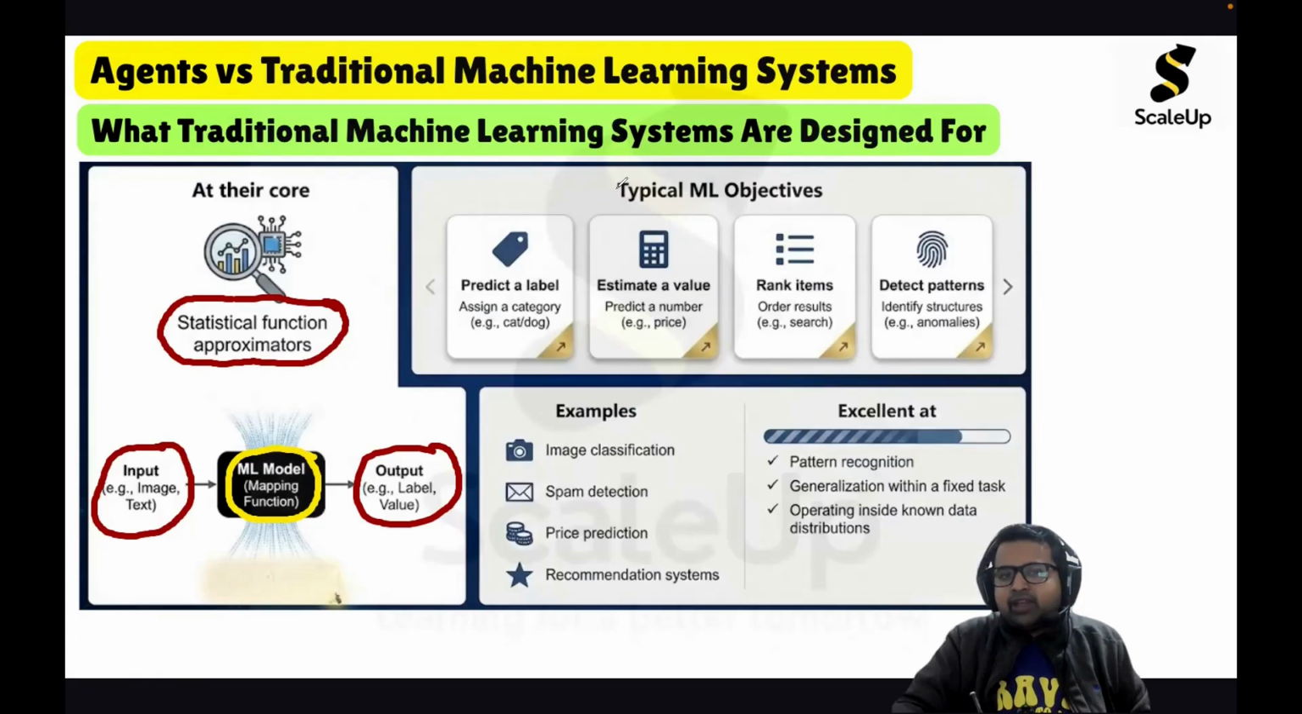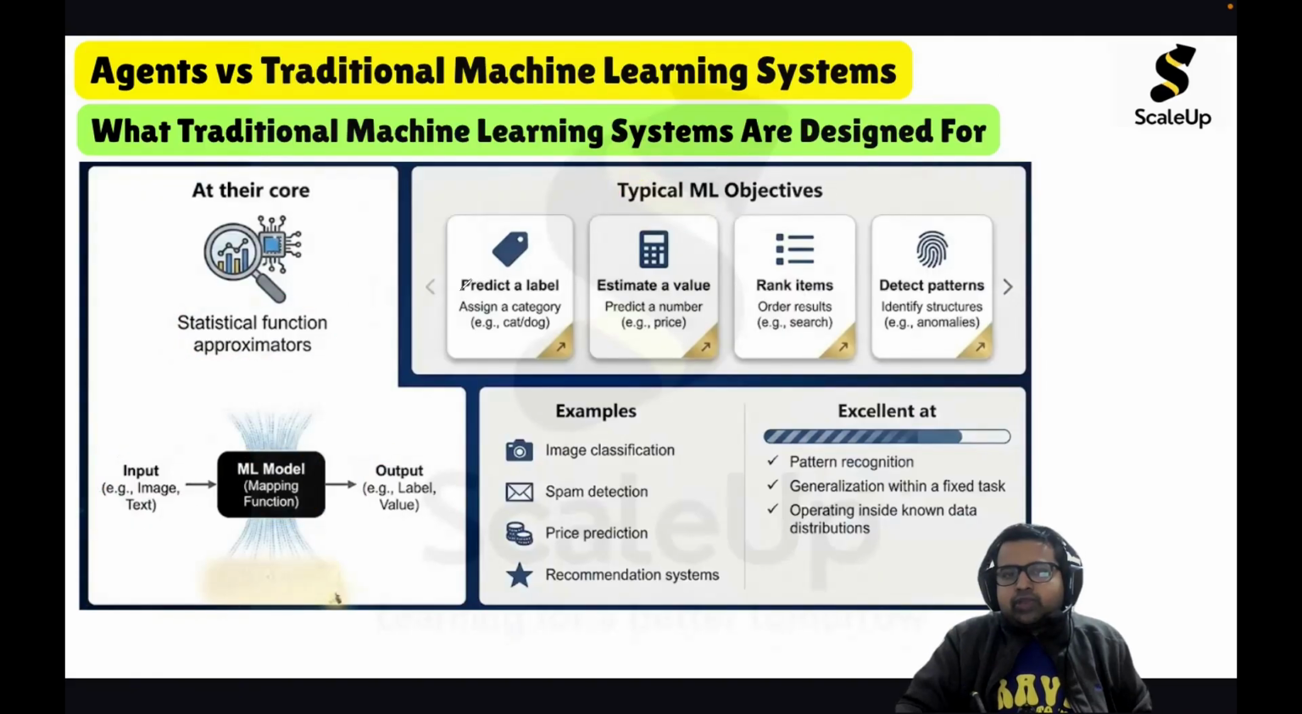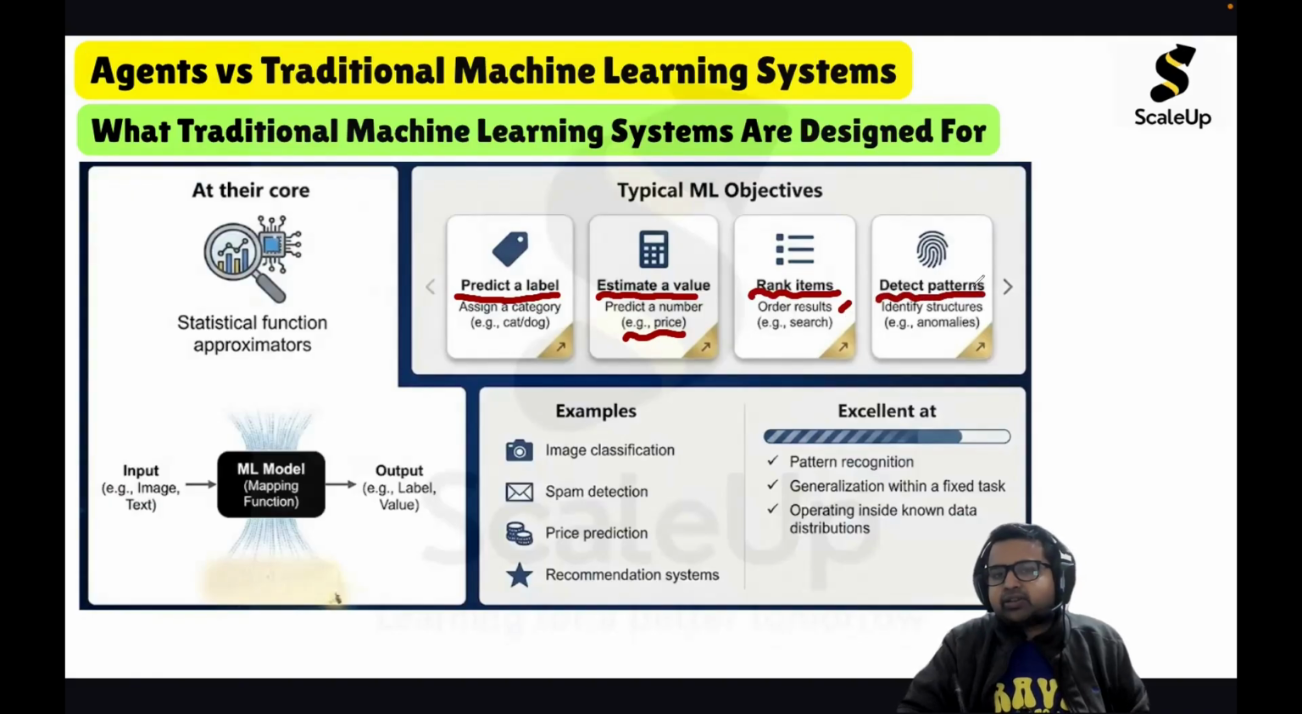If we talk about the typical objectives of machine learning systems, they can predict a label, that is classification. Classification means input is there, we can assign a category, like this image is of a cat or a dog. Machine learning systems can estimate a value, that is regression. Regression means it can predict a real number, like price. It can rank items, that is recommendation. They can recommend, rank items, order results, and they can detect patterns. They can identify structures, anomalies, and they can also do time series forecasting. All that they can do.